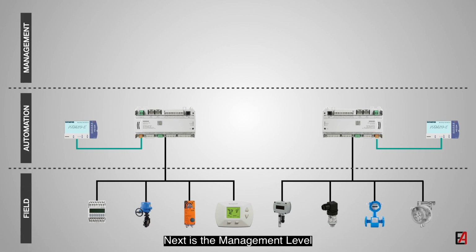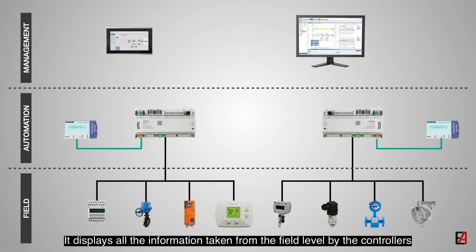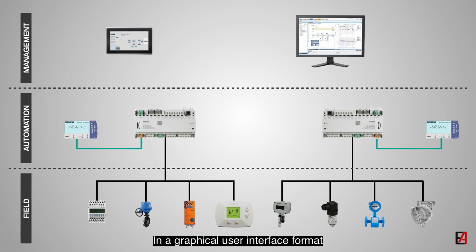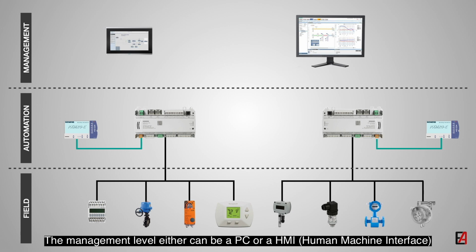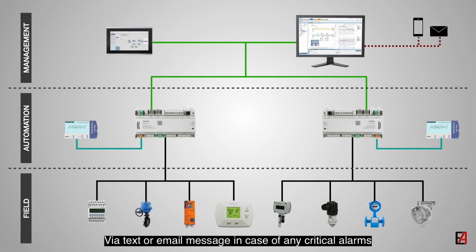Next is the management level. The management level provides an interactive user interface to the building operator. It displays all the information taken from the field level by the controllers in a graphical user interface format. The management level can either be a PC or an HMI, human machine interface. The management level can also send data via text or email message in case of any critical alarms.